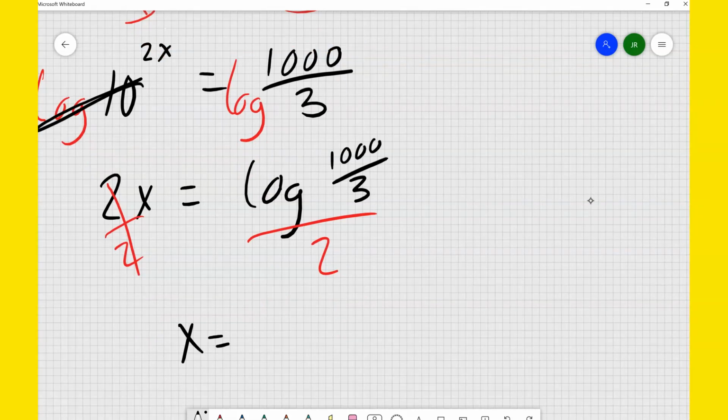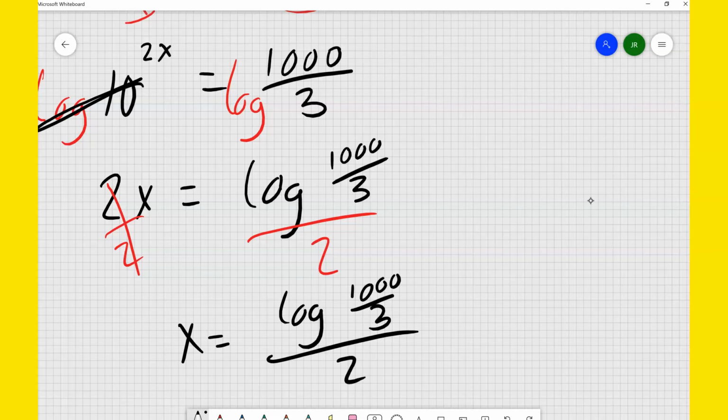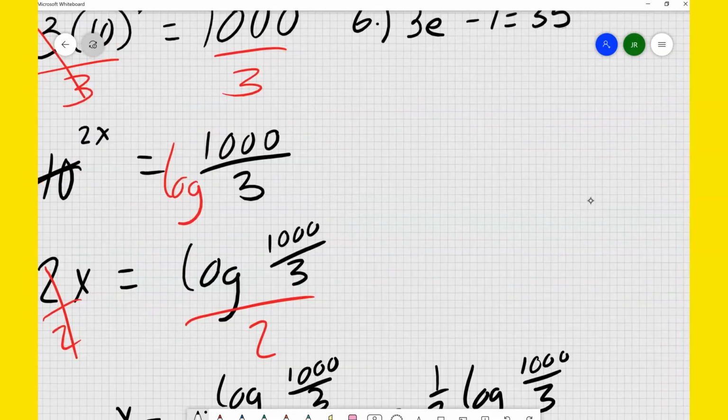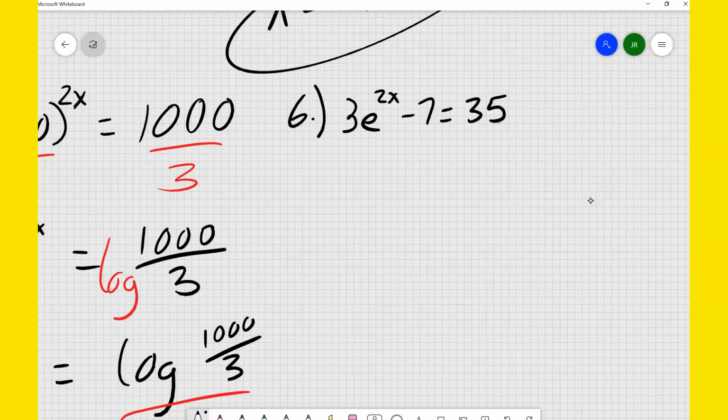X equals log of 1,000 over 3 all over 2. Or you might see this written as 1/2 log 1,000 over 3. That's the same thing. If you want to get a decimal approximation, again, you could type it all in your calculator to get that decimal approximation.